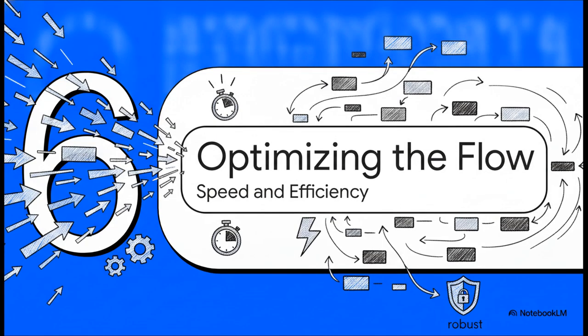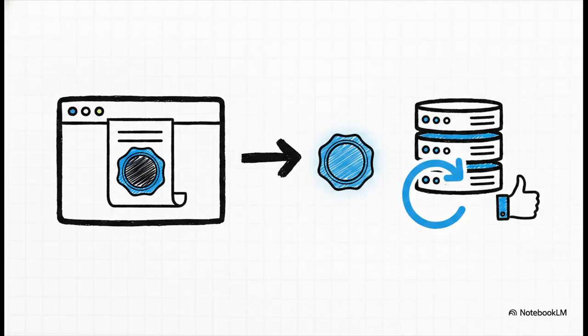All right, final section, part 6, optimizing the flow, speed and efficiency. One of the absolute most powerful optimizations is caching. It acts as a massive shortcut for the network. See, when a server sends a resource, it can include an ETag, which is essentially a unique hash representing that specific version of the data. On the very next request, the client sends that ETag right back. If the data hasn't changed on the backend, the server doesn't waste time resending the whole payload. It simply responds with a 304 not modified status code, allowing the browser to instantly reuse the local data it already has sitting right there.